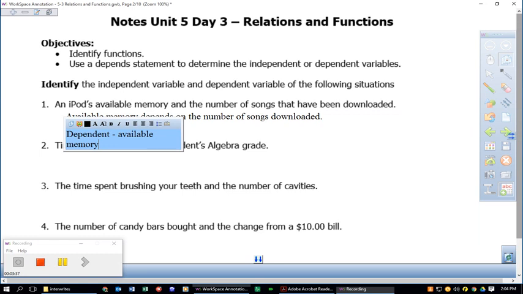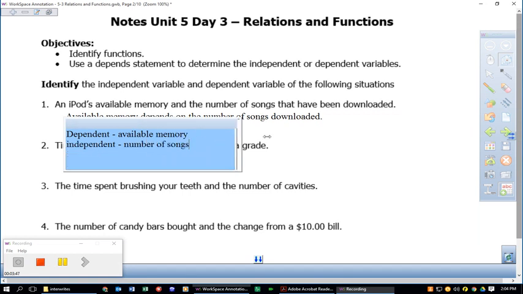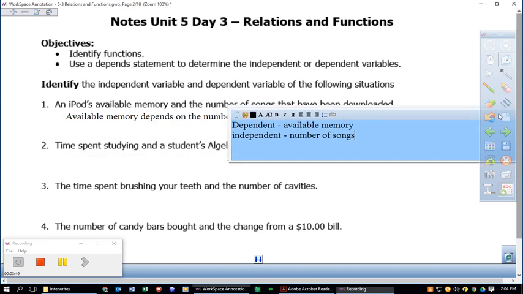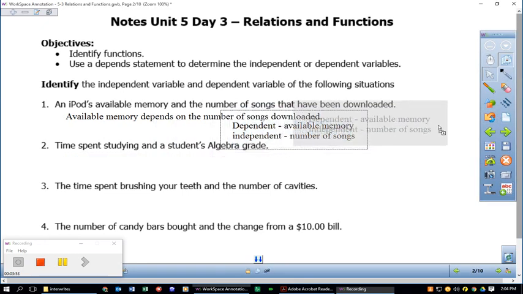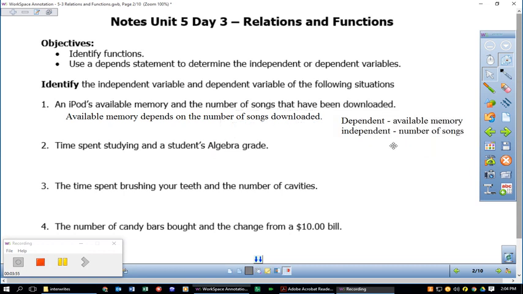And the independent variable is the number of songs. So there we have it. The dependent is the available memory, and the independent variable is the number of songs, because the dependent always depends on, hence the words, depends on the independent.